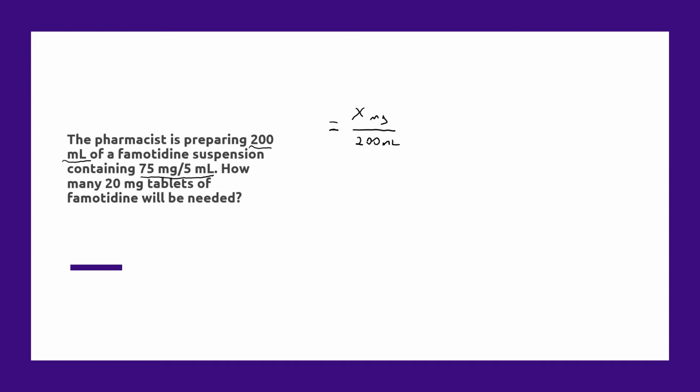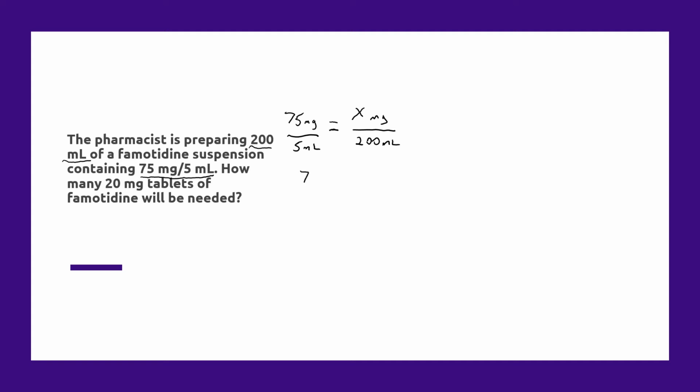And we put our known ratio on the left. And we have to be careful to keep the units in the same position. So in this example, milligrams is up top. Milliliters is on the bottom. So 75 milligrams per 5 ml equals X per 200.